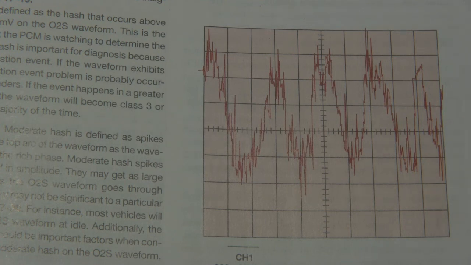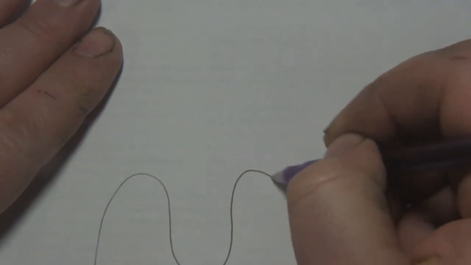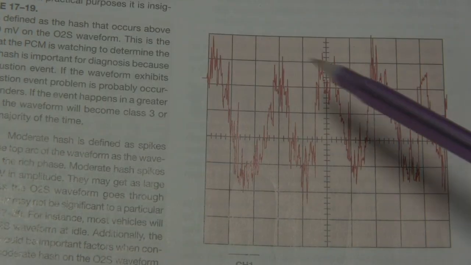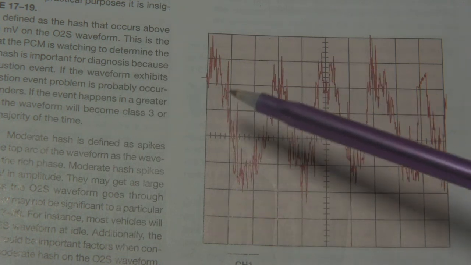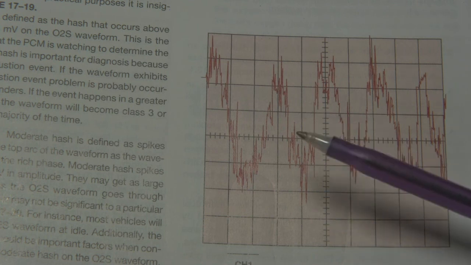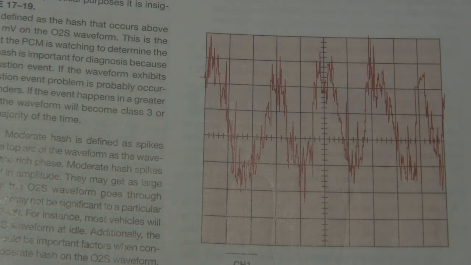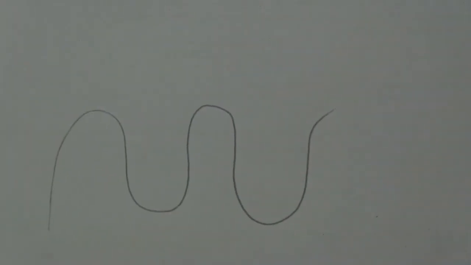So when I talked about what scan tools can do, and the importance of scan tools and knowing this, scan tools will tend to take that hash and clean it up. And so when we're looking at raw waveform data coming out of an oxygen sensor on an oscilloscope, and we're seeing this as opposed to that, we want to pay very close attention.